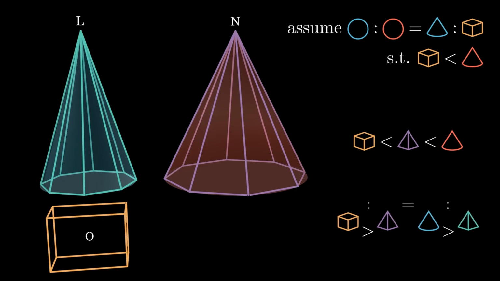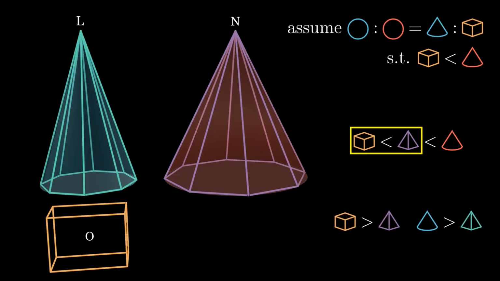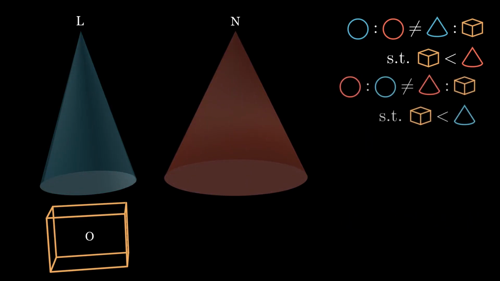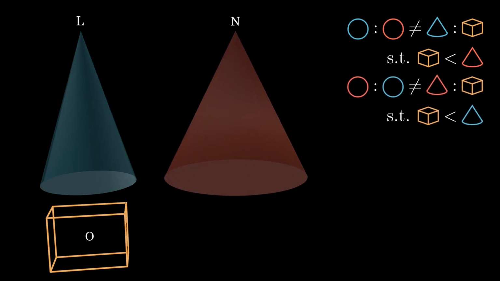Cone L is greater than pyramid L, so solid O is greater than pyramid n. But we've already shown that pyramid n is greater than solid O, so there's our contradiction, which means base L to base n is not proportional to cone L to solid O, where the solid O was less than cone n. We can similarly show that base n to base L is not proportional to cone n to solid O, where solid O is less than cone L.